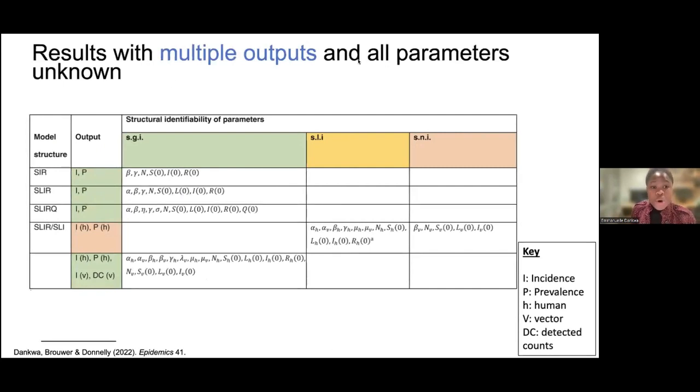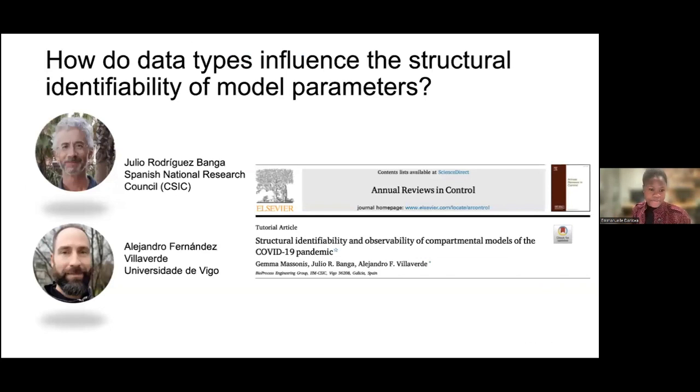We considered multiple outputs. So what if we don't just have one output, and I'm using my output as both incidence and prevalence? Then I see that all parameters become structurally globally identifiable. So again, the main point is that when you're thinking about estimation, it's important to think about the output type, but also about whether you can combine several data types, because we found in our study that the more data types, the more identifiable your model is. So I'm going to turn it over to Gemma to talk about her study on COVID-19.